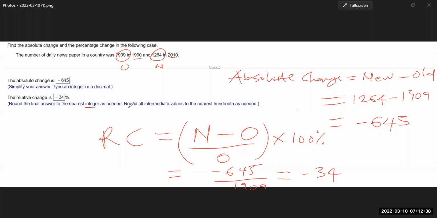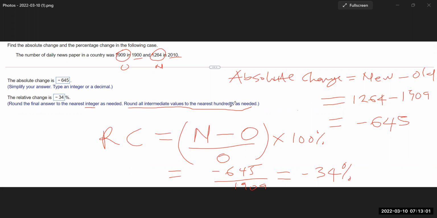The final part of this instruction is telling you that you should not round in between. If you want to round in between, round to the nearest hundredths, so that you do not have truncation errors. Okay, so that is as simple as that.